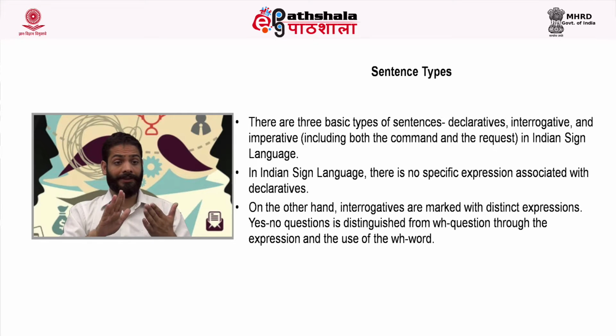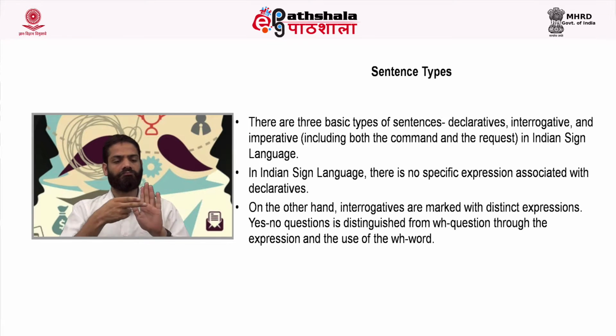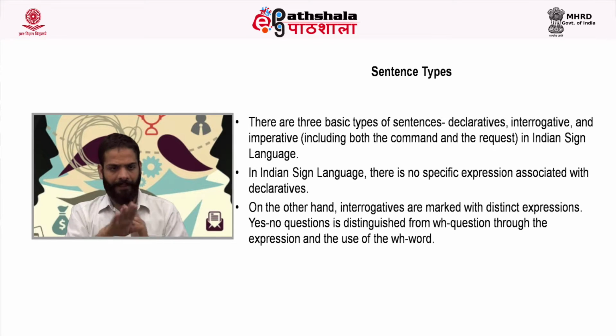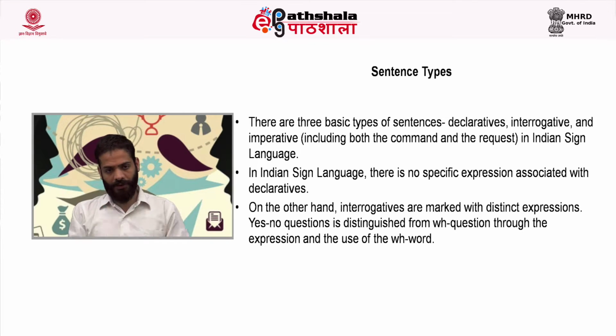An Indian Sign Language WH sign is a composite sign consisting of a noun and a sign, generally labeled as WH sign or particle, in association with an expression. For example, where is a compound of place and WH sign. So if we have to sign where, we'll first sign place and then we'll use the general WH sign.